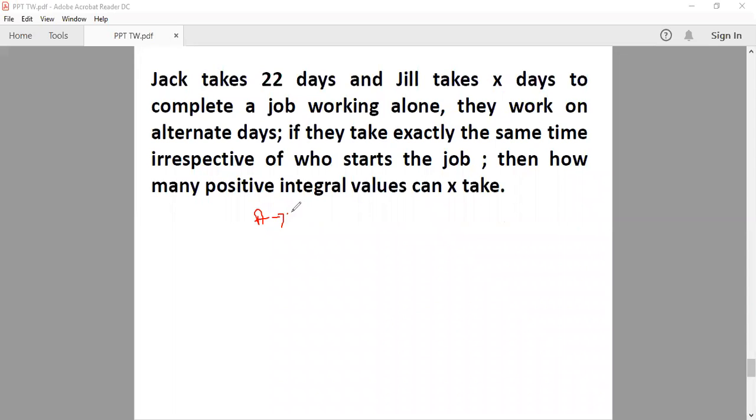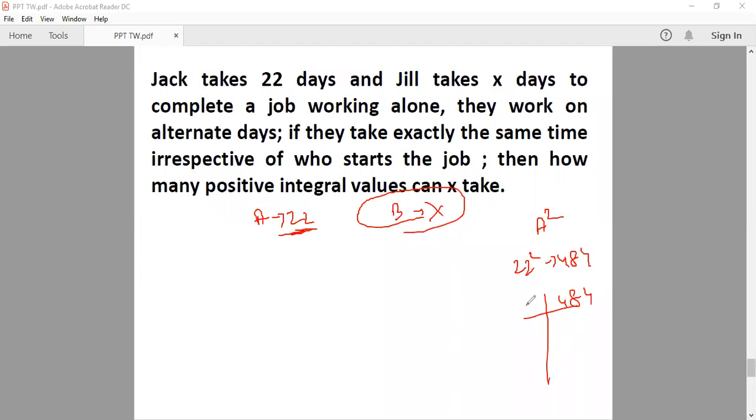हमें दिया हुआ है a 22 days, b दिया हुआ है x days. I have to find the possible values for x. मैंने कहा आपका आंसर क्या आएगा, जो भी ये नंबर है अगर ये इवन है तो इसका स्क्वायर, 22 का स्क्वायर कितना आया, 484. If I factorize 484, 484 is 4 into 121, which is nothing but 2 square into 11 square.